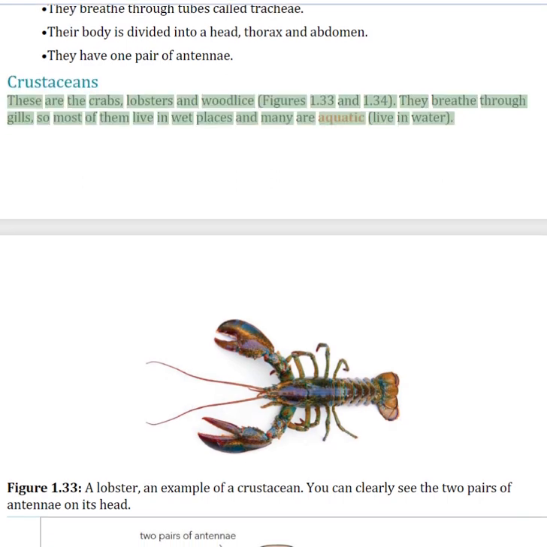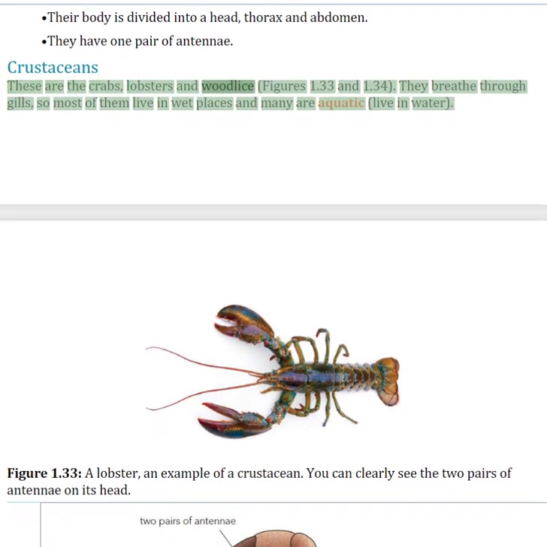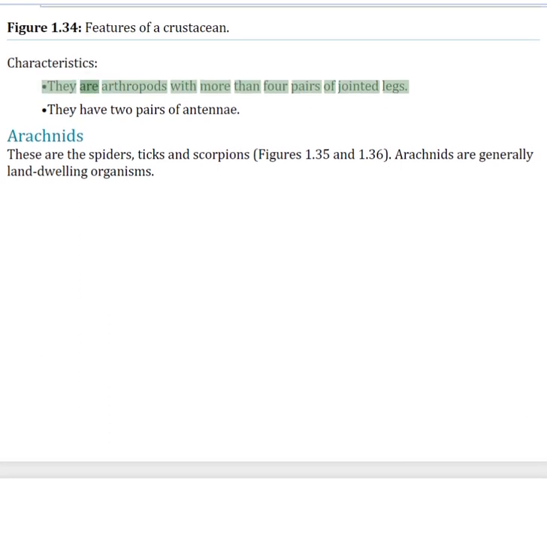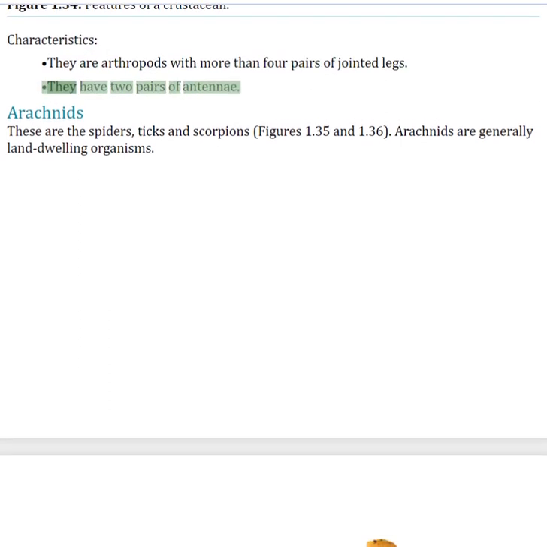Crustaceans. These are the crabs, lobsters and woodlice. They breathe through gills, so most of them live in wet places and many are aquatic. Figure 1.33, a lobster, an example of a crustacean. You can clearly see the 2 pairs of antennae on its head. Figure 1.34, features of a crustacean. Characteristics. They are arthropods with more than 4 pairs of jointed legs. They have 2 pairs of antennae.